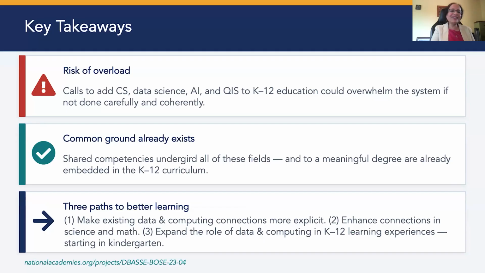So I'll end with the key takeaways of the report: that there is a real risk of overload unless we find some cohesive, coherent way of integrating all of this into K-12 computing. You can't keep adding a new course and making room. It's just not going to happen. Common ground already exists, and so there are shared competencies that undergird all these fields. And to a meaningful degree, they're already there. And so there are 3 paths: make existing data and computing connections more explicit, enhance connections in science and math, and expand the role of data and computing in K-12 learning experiences, starting in kindergarten.